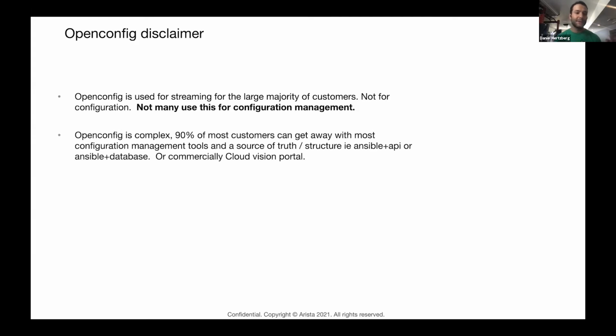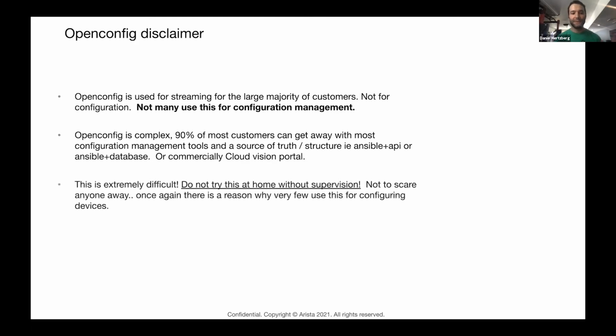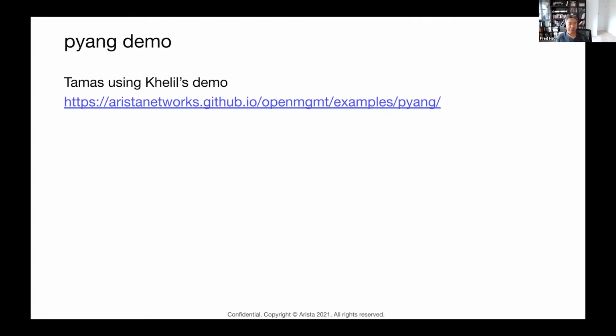It is complex. So typically with most customers, we see a whole lot of Ansible in some kind of data structure or data store, whether it is CVP or Ansible and some kind of database, however it is. But most of it typically is not configuring things. So that being said, this is extremely difficult. Do not try this at home without some OpenConfig supervision. We're not trying to scare anyone away, but once you get through a lot of these demos, this is difficult. It's not typically used a lot, but it's very good to talk about how this works. Definitely lab this up before trying this out on your production network.